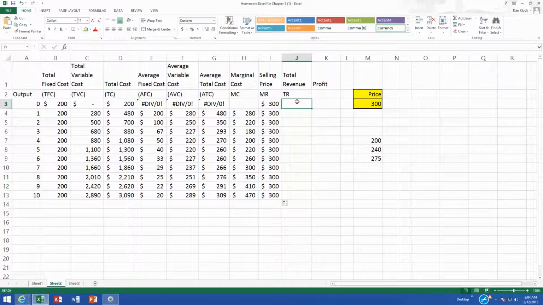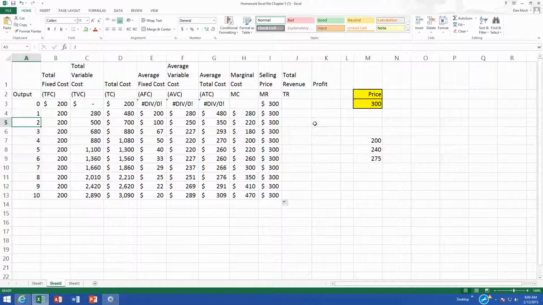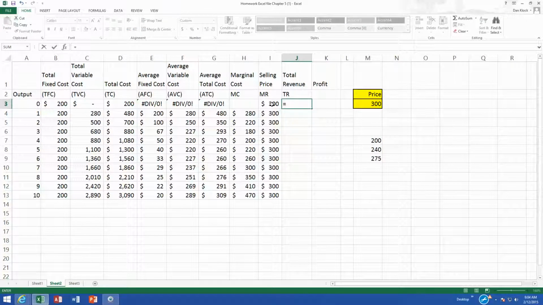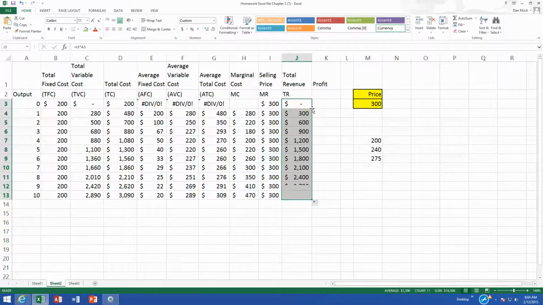So total revenue. Total revenue is going to be how much I sell, the output, times the selling price, right? So down here for number 2, it's going to be this 2 times 300. If output is 2, I'm getting 300 per output, so this will be 600 eventually. Here it's just equal for this first one. It should come out to 0 for my total revenue because it's 0 output, of course, I'm making no money. So I take the 300, this I3, excuse me, times the output of 0. Enter it in. There's my total revenue, nothing for 0 output, but if I throw it down, boom, my total revenue goes up and up and up.